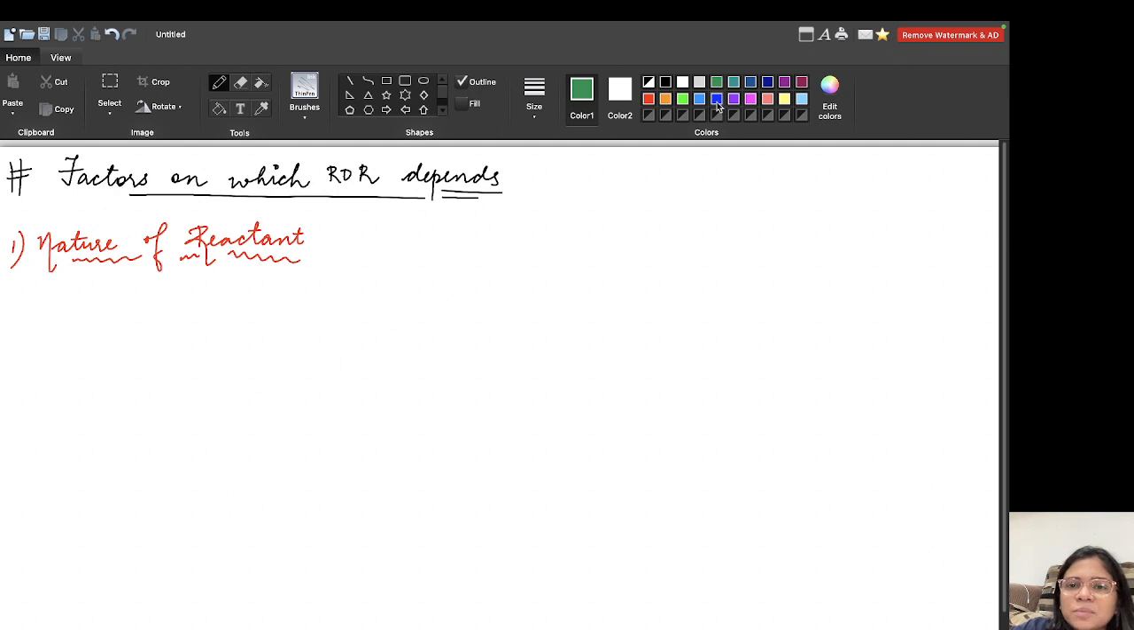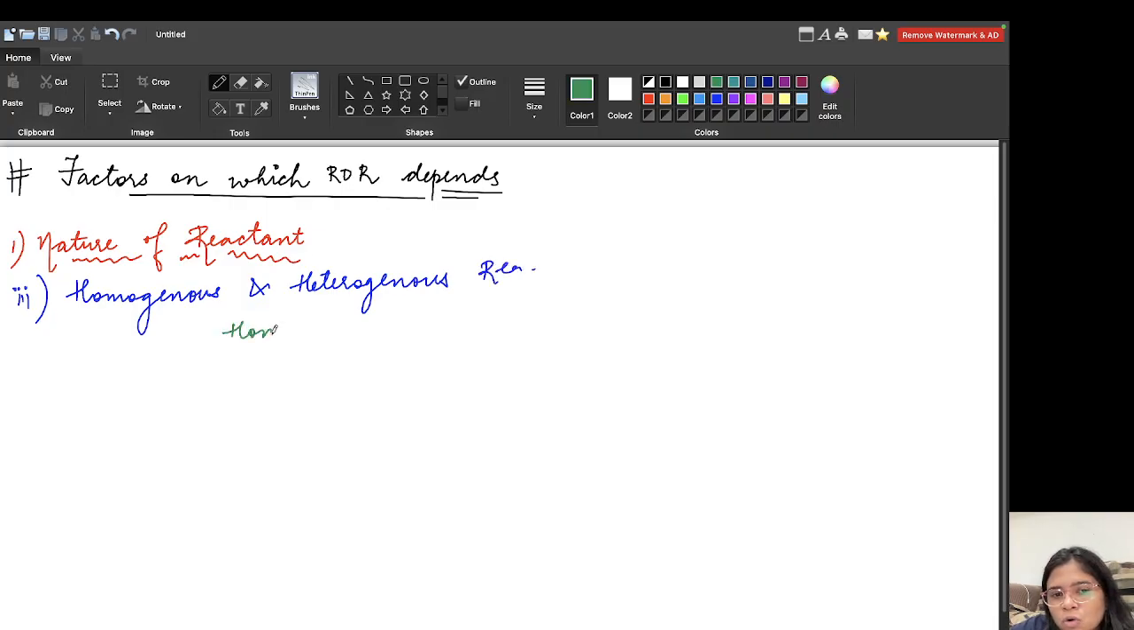The third thing which you have to keep in mind for rate of reaction is homogeneous and heterogeneous reactants. Definitely the rate of a homogeneous reaction will be greater than hetero because it's in the same phase, right? It doesn't have to do any kind of polarity change or any other different kind of changes. So wherever a homogeneous reactant is present, the rate of reaction will be higher.